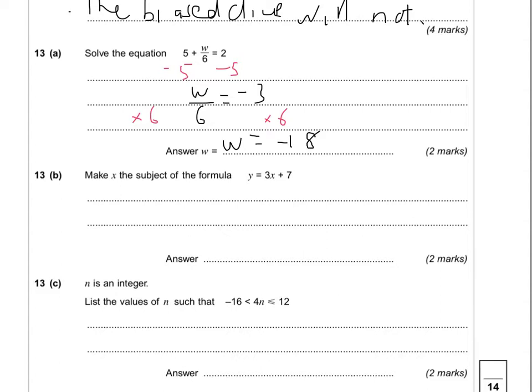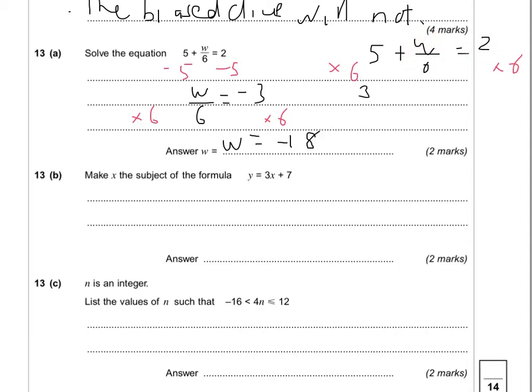You could, at the very start, if I just write it out here to the right-hand side, get rid of the fraction straight away by multiplying everything by 6, so multiply both sides by 6 at the start. Just be careful when you multiply both sides by 6 to multiply the 5 by 6, the w over 6 by 6, which gets rid of the divide by 6, and the 2 by 6.